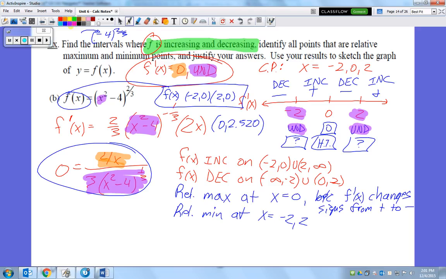Okay, so I have points that are on f of x. Okay, so we'll go to the graph. And we're about to plot them as far as, well, let me finish this over here. Relative min at negative 2 and 2 because?